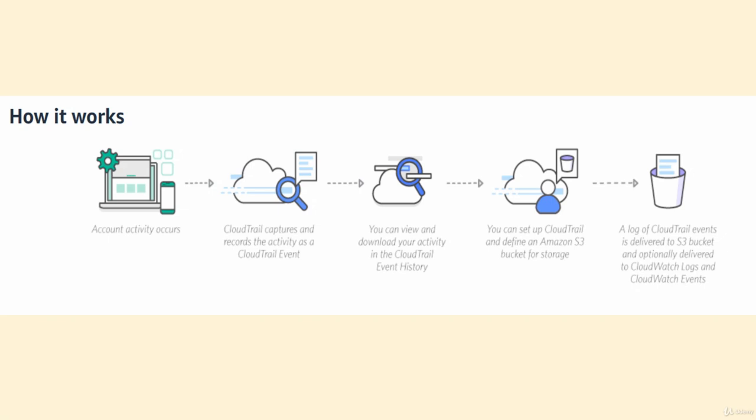Then you can review and download your activity in the CloudTrail event history. You can set up CloudTrail and define an S3 bucket for the storage. After that, you can log the CloudTrail events, which are delivered to the S3 bucket and optionally delivered to CloudWatch logs and CloudWatch events, which could be monitored from there also.